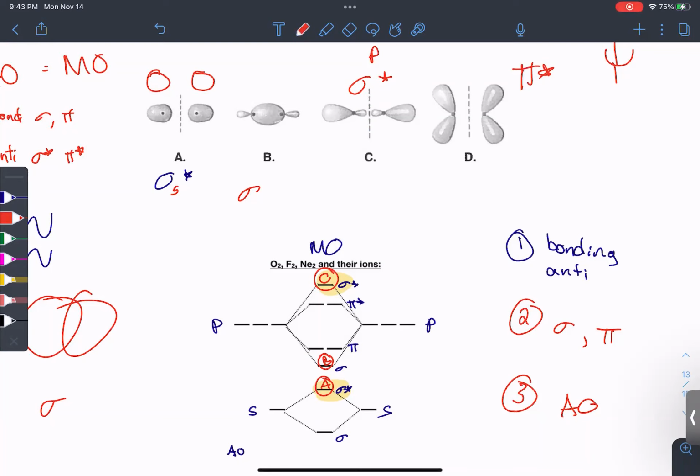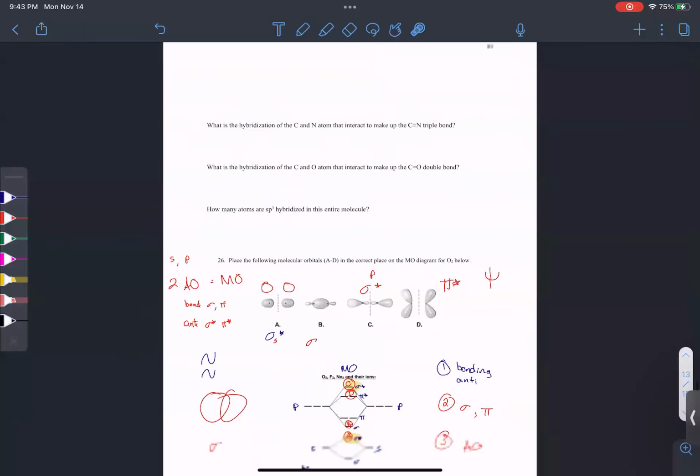And there's only one place where pi star can be. So it's not confusing like sigma, where there's 2 sets of sigma and sigma star. This is a pi star. Okay, see, is it that bad? It's not that bad. All right, other question.